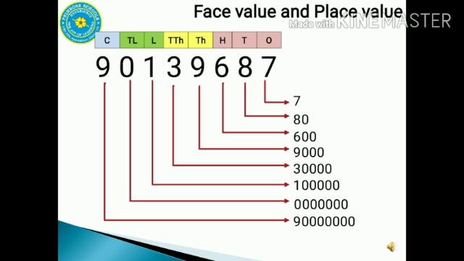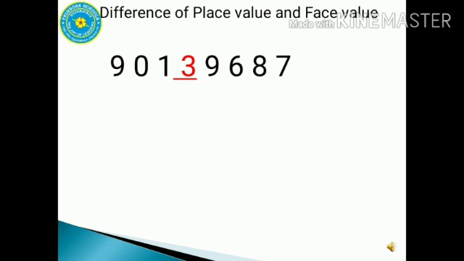9 is 9 crores. Were you able to see the difference between the place value and face value of each digit? Let's also see how much they differ by. We are going to find the difference of place value and face value of a given digit in any number. That is, we are going to subtract the face value from the place value of the digit.